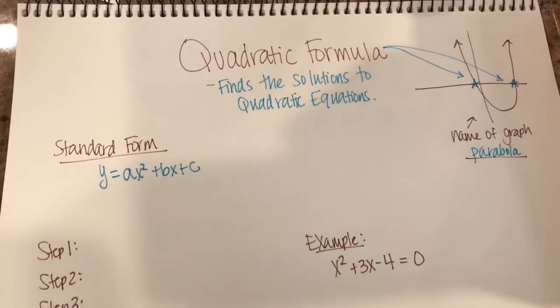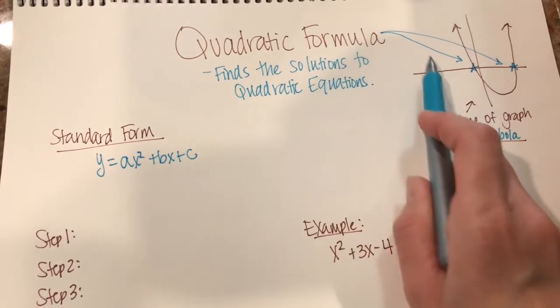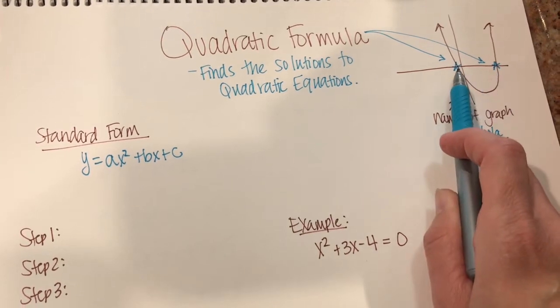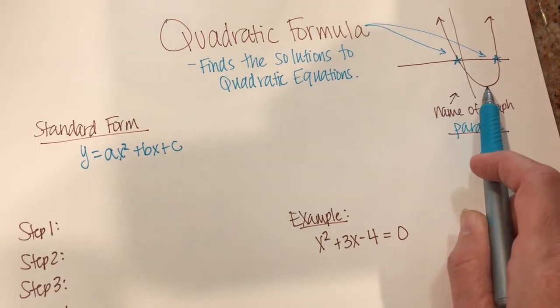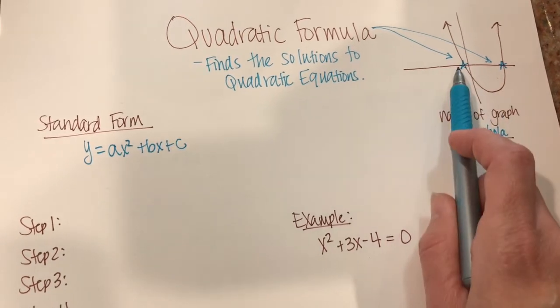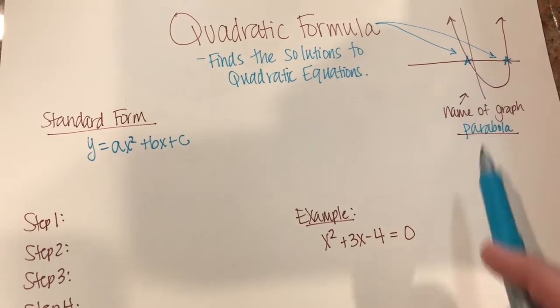So what we're going to learn is a new formula called the quadratic formula. What it finds are the solutions. It finds the places where the parabola crosses the x-axis. It does not find the vertex; we've learned about that in the past couple weeks. The quadratic formula finds where the parabola crosses the x-axis.